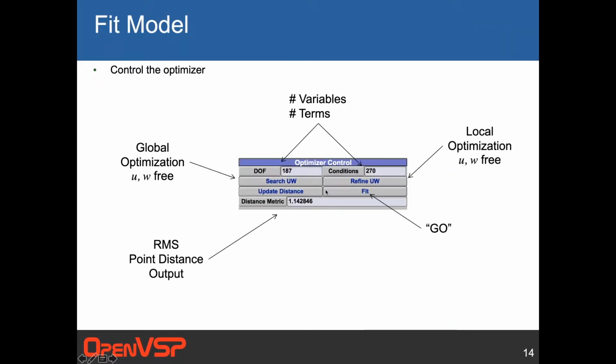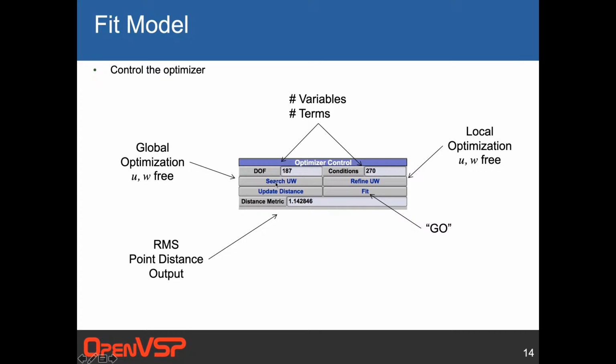At the bottom of all of these, there's the actual control of the optimizer. That's the go button. You hit fit and that's the go button. But there's other things going on here. First, the number of degrees of freedom in your current optimization problem are reported, as well as the conditions. So think of this as number of equations and number of unknowns that you're trying to match.